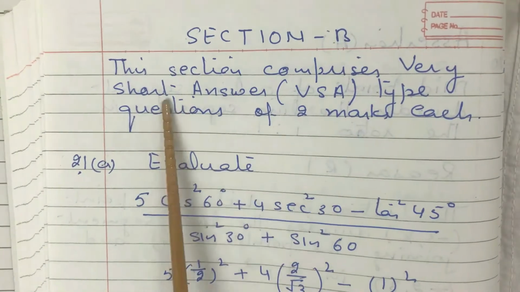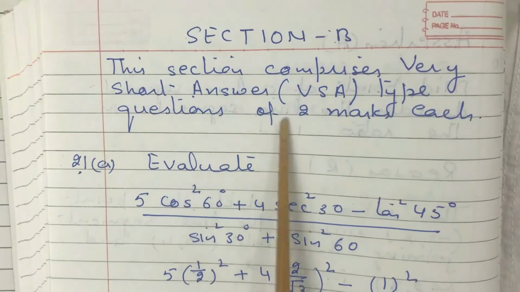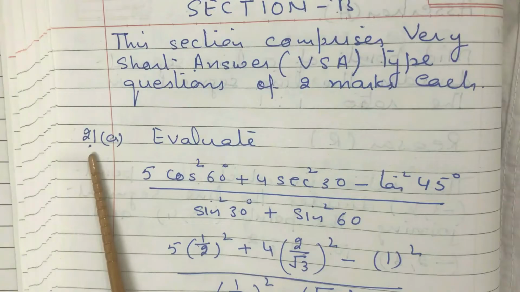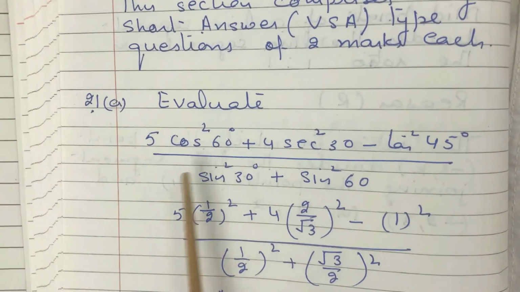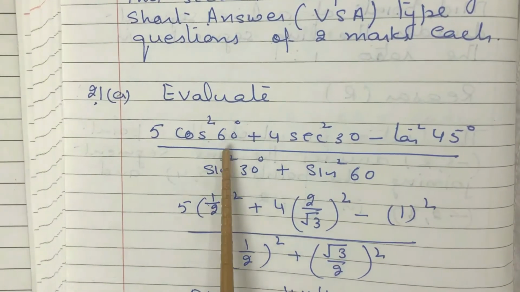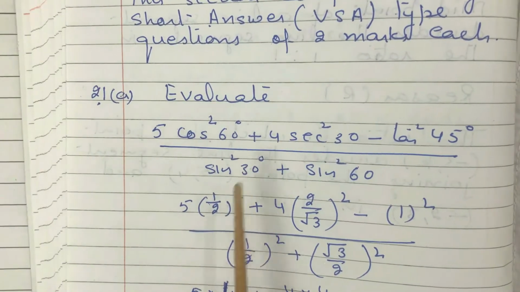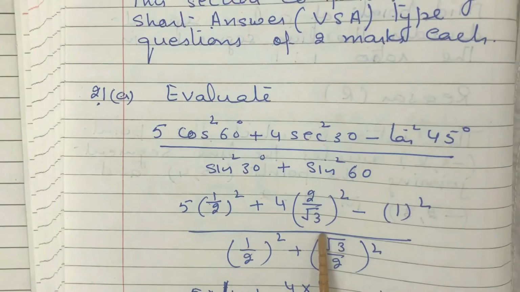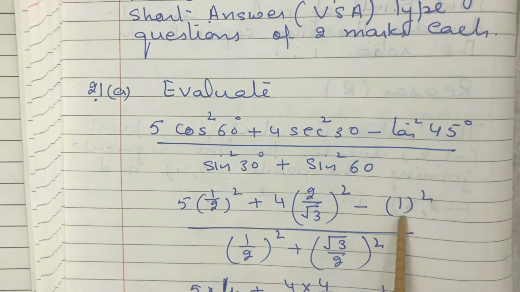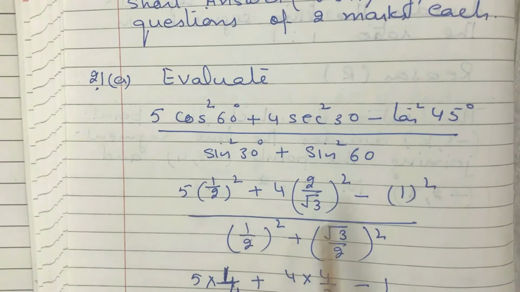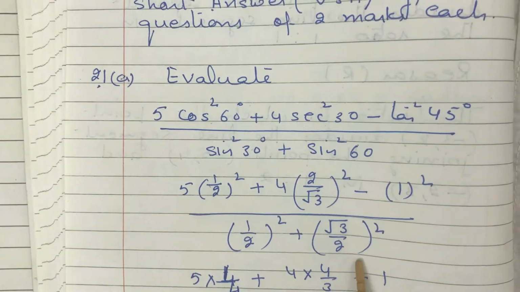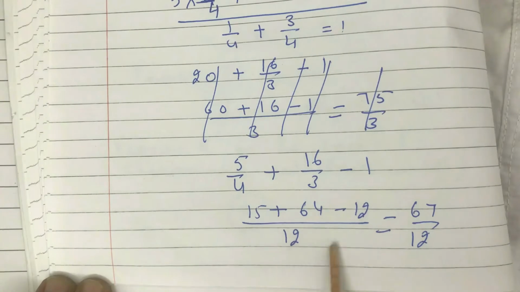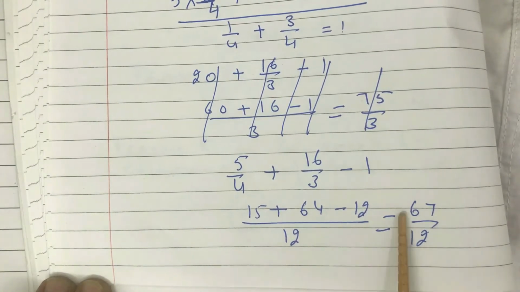Section B. This section comprises very short answer type questions of 2 marks each. Now 21, first question A part, evaluate. You know the values of cos 60 degree which is 1/2, sec 30 degree which is 2 upon root 3, tan 45 degree which is 1, sin 30 degree which is half, sin 60 degree which is root 3/2. Substitute the values, calculate it. After solving it, you will get the result 67/12.